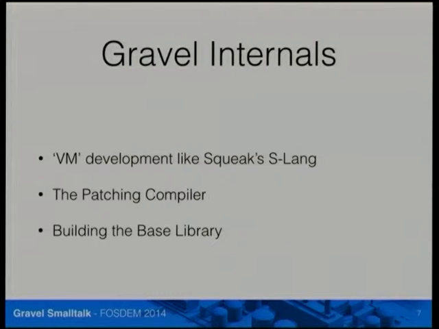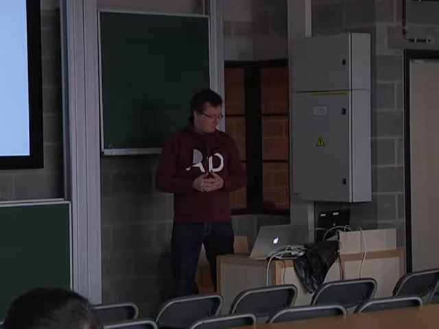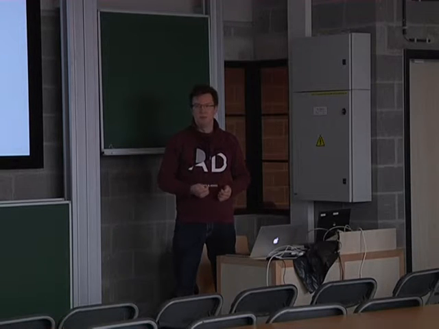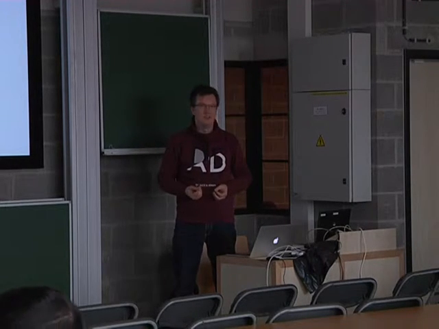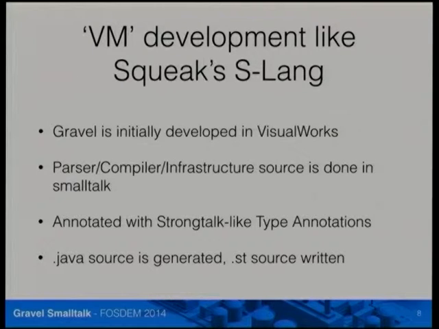I'm going to tell you a bit about the Gravel internals. First, how we actually developed the compiler infrastructure of Gravel itself. We started developing Gravel in VisualWorks, and we built a parser and compiler infrastructure in Smalltalk itself. And we also developed an optional type annotation system that was inspired by StrongTalk, called Beacon. And it allows us to add type annotations to VisualWorks source code. And we use that to transform the Smalltalk source code to Java source code.